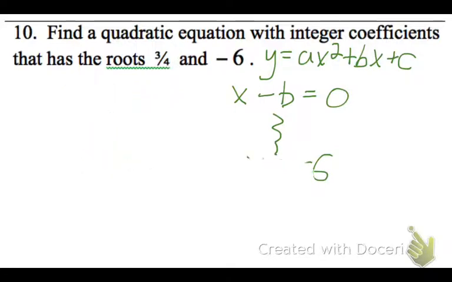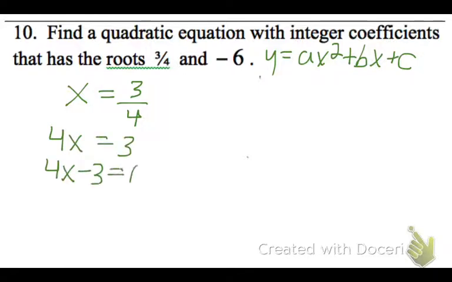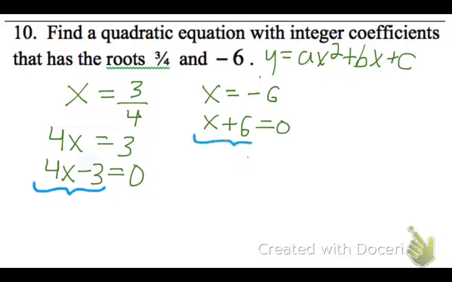So one way that you could think of it is we had x equals 3/4. If we rearrange this, if we multiply both sides by 4, we get 4x equals 3. And subtract 3 from both sides, and we get that. This then was one of those factors that we solved to get 3/4. We could do the same thing on this side. x equals negative 6. Add 6 to both sides. And then this is the other one that we're looking for.